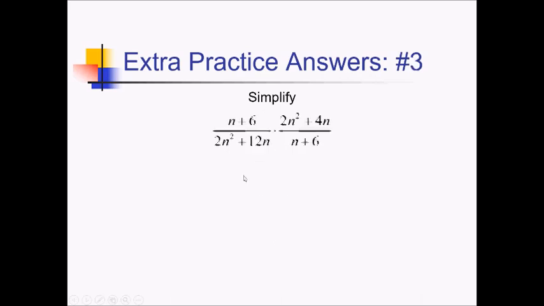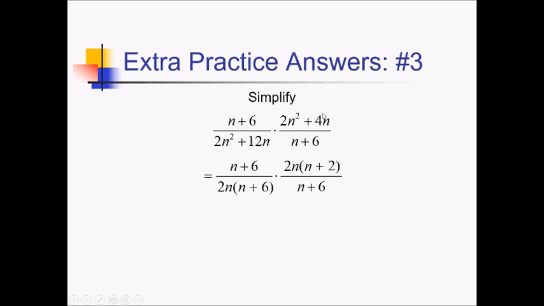To simplify this rational expression, I'm first going to factor and cancel whatever I can. And I see right away that I can cancel these n plus 6s, but let me just factor everything. So we'll leave the n plus 6s there for now. And now, in the lower left, I can take a 2n out of this expression. That leaves me, if I take out a 2n, with n plus 6. And in the upper right, I can also take a 2n out of that one, leaving me with an n plus 2.